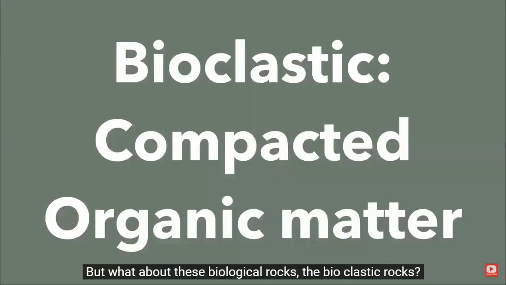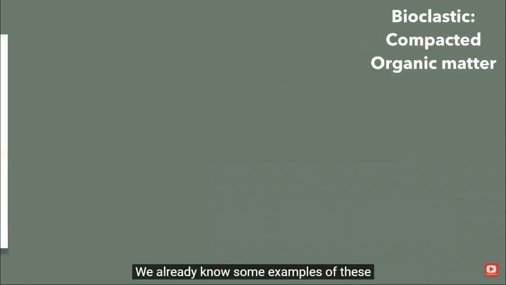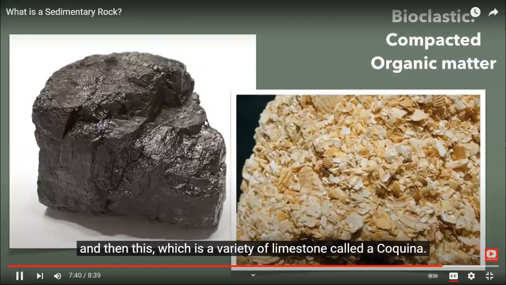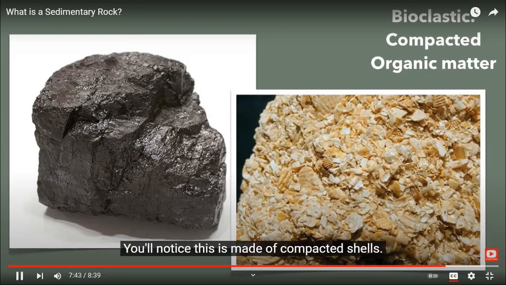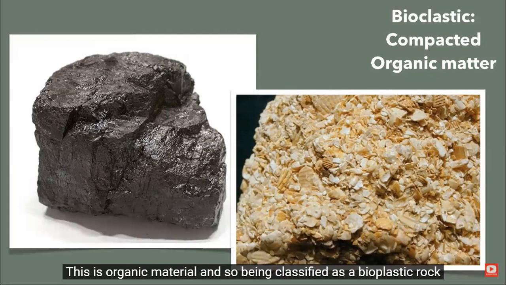But what about these biological rocks, the bioclastic rocks? Now these form from compacted organic material or organic matter. We already know some examples of these, which include coal, which forms from compacted plant remains, and then this, which is a variety of limestone called a coquina. And you'll notice this is made of compacted shells. Shells, of course, are made by sea creatures. This is organic material, and so it's classified as a bioclastic rock because it's organic matter that's been compacted together.